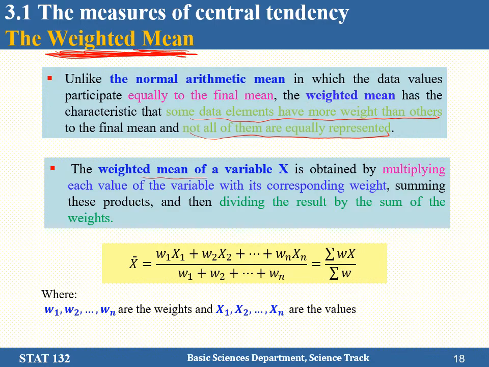So the weighted mean of a variable is obtained by multiplying each value of the variable with its corresponding weight, and then we sum these products and then divide the result by the sum of the weights. So you have some data values and you assign some weights for each. You say x1 has weight 1 and x2 has weight 2, and it goes like this, and then you add these products and divide by the total of the weights. So this gives you the weighted mean.